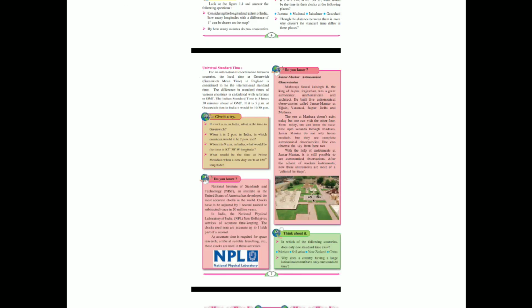For international coordination between countries, the local time at Greenwich in England is considered to be the international standard time. Okay. The difference in the standard times of various countries is calculated with reference to GMT. GMT means Greenwich Mean Time. The Indian Standard Time is 5 hours 30 minutes ahead of GMT. Indian Standard Time is ahead of GMT by how many hours? 5 hours 30 minutes. If it is 5 p.m. at Greenwich, then it would be 10:30 p.m. in India.